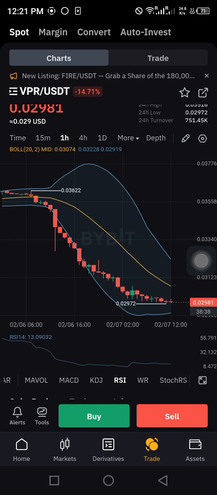You see, it's also still dropping. The RSI for VPR is on 13 as we speak. So you can place a buy trade on this VPR using your limit buy, so that it gives you a good opportunity to make good profit when it begins to move in the market.